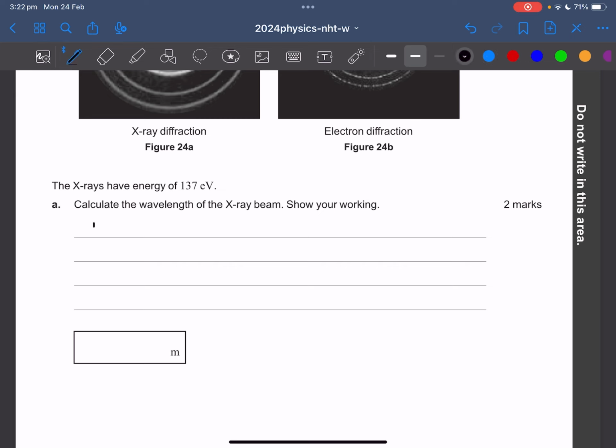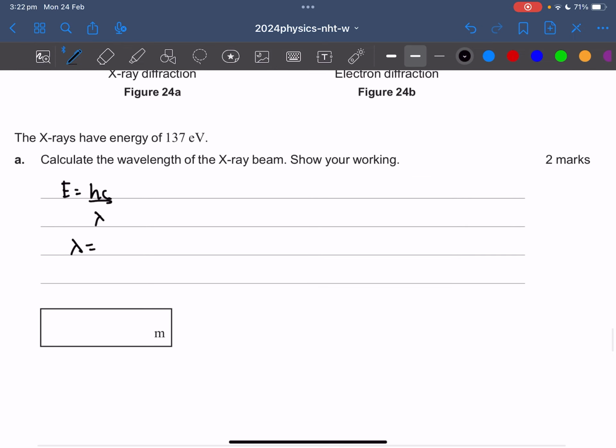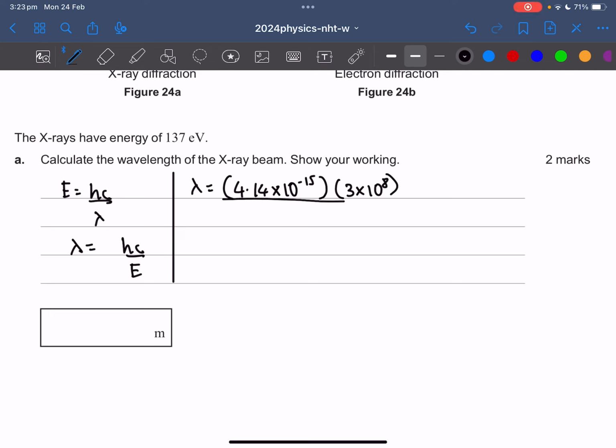So we can just use E equals hc on lambda. And we are calculating the wavelength, so lambda equals hc on E. And of course, since the energy is given in 137 eV, we have to use 4.14 times 10 to the minus 15. Sorry, that took me a long while. So lambda is equal to 4.14 times 10 to the minus 15 times 3 times 10 to the 8, divided by E, which is 137.